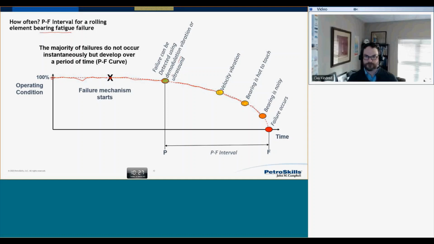So this thing about the PF interval, it's going to be different for every machine, and the amount of warning you get before failure is going to vary depending on the technology that you use. Just keep that in mind when you're talking about predictive.